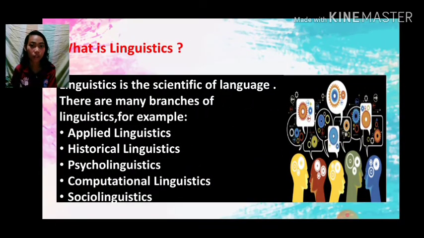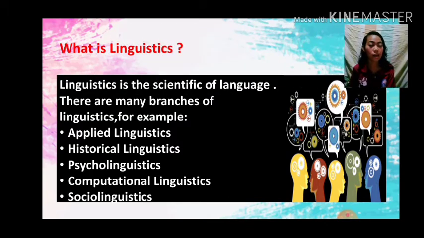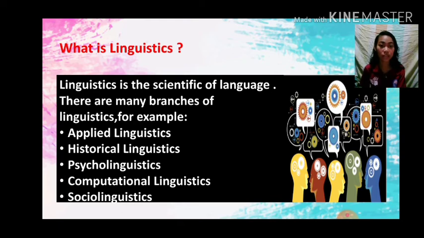So now we're talking about the importance of linguistics. What is linguistics? Linguistics is the scientific study of language. Simply put, linguistics is the study of language, how it works, how it is acquired, and how people use it to communicate. Although linguists are often interested in and can speak a variety of languages, linguists know more about how language works rather than having the ability to speak and understand multiple languages. There are many branches of linguistics, for example, applied linguistics, historical linguistics, computational linguistics, and social linguistics.